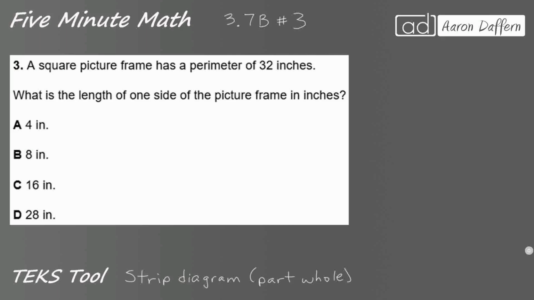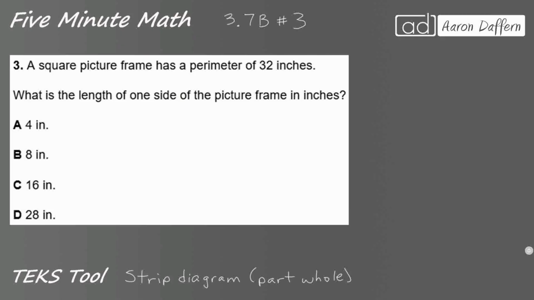Today we are looking at the TEKS tool strip diagram, specifically a part whole. We're using it to solve a problem related to 3.7b, and we'll do it in 5 minutes or less. If you haven't done so already, please go ahead and take a moment to pause the video, work this problem out on your own, unpause it, and we will look at our answers together.